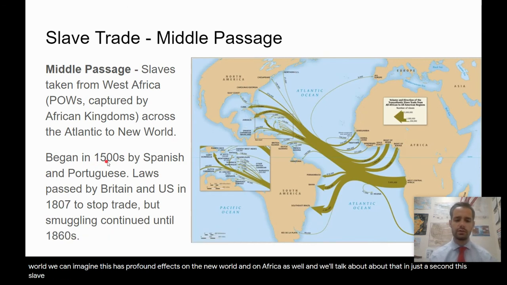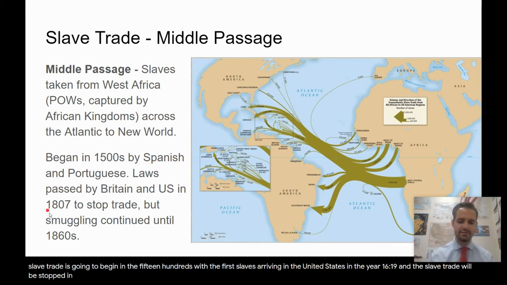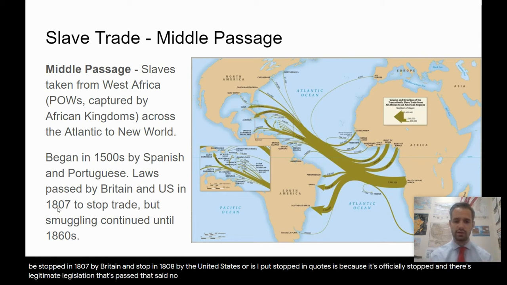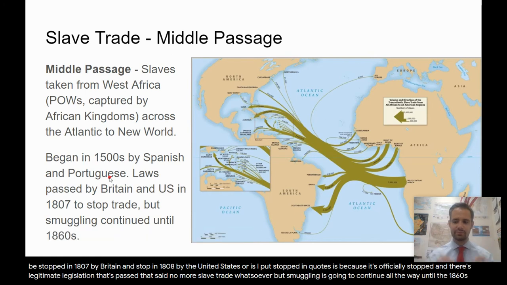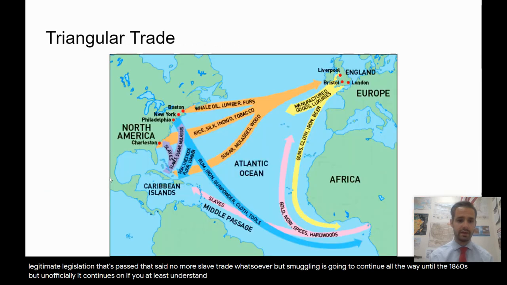This slave trade is going to begin in the 1500s with the first slaves arriving in the United States in the year 1619. And the slave trade will be "stopped" in 1807 by Britain and stopped in 1808 by the United States. The reason I put stopped in quotes is because it's officially stopped. I mean, there's legislation that's passed that said no more slave trade whatsoever, but smuggling is going to continue all the way until the 1860s. So yeah, it officially stops, but unofficially it continues on, if you at least understand what I mean there.